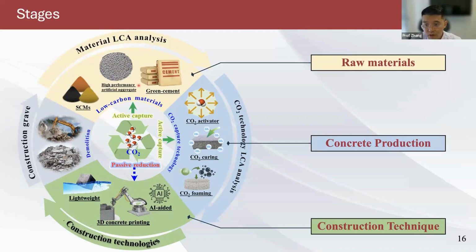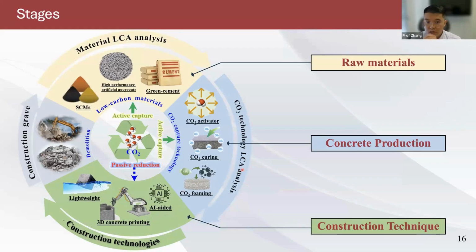Then we move to the concrete production phase. We use CO2 as different functional agents, including CO2 as an activator, precursor, curing agent, etc. Then we move to construction technology. I will primarily focus on 3D concrete printing. In this process, CO2 will also be engaged to control the rheological behavior, to control how concrete flows during the printing process. And AI will help control the material status automatically. So this is today's talk outline.